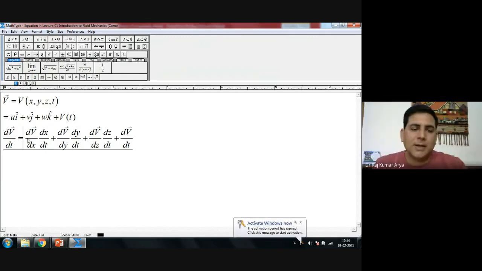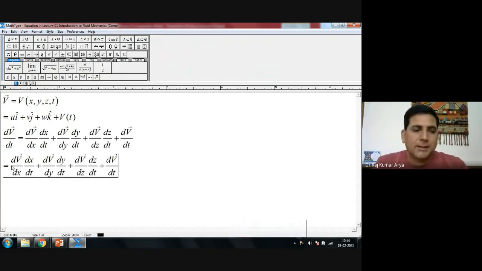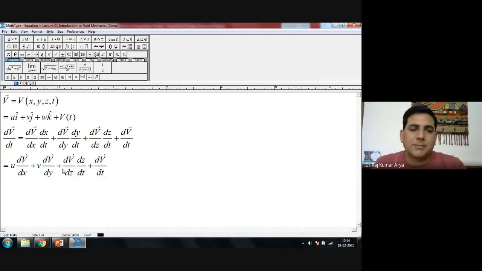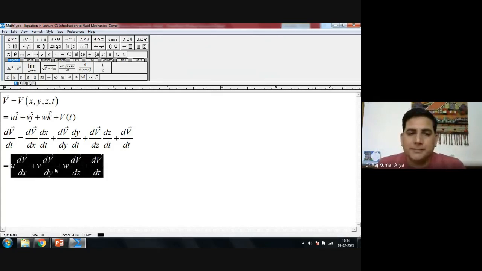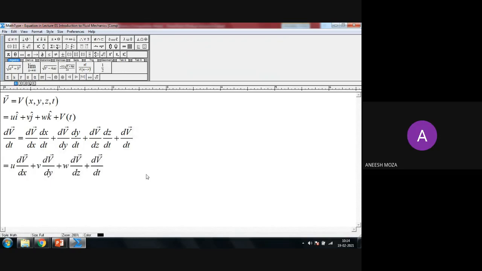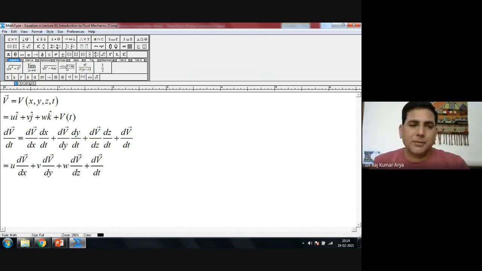So I can write the first one would become u, so this term has gone away. Second term from here, dy upon dt, would become your v, so I will get the y velocity component. And next one here I will get w, so it will cancel from here. And the last one is the time term as it is. So this is your total acceleration of the particle. Is that fine? So that's the way you got that particular expression there.